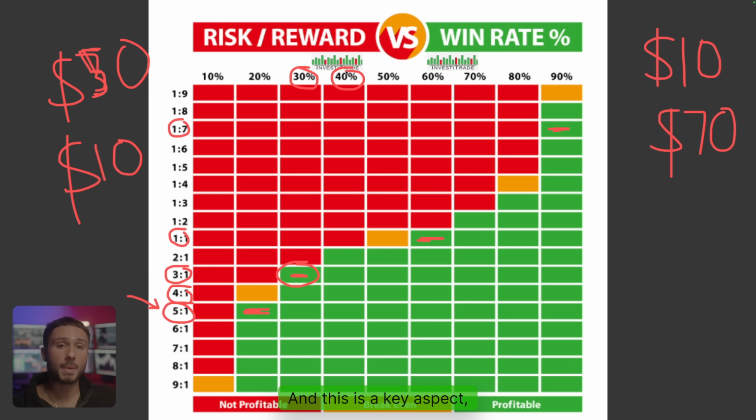And this is a key aspect, in my opinion, to trading, especially using order flow and short-term scalping in the market.